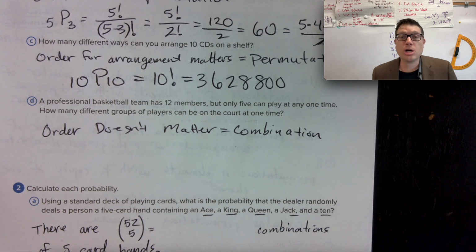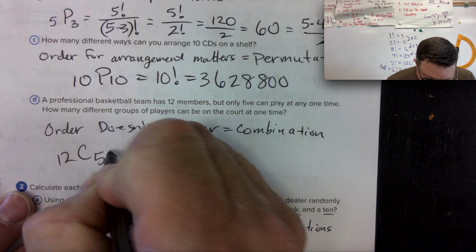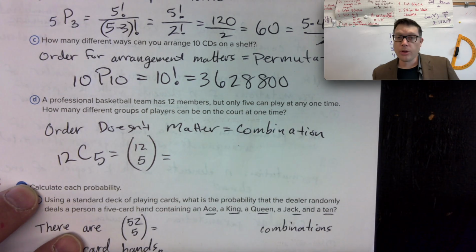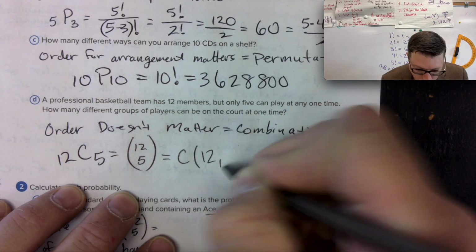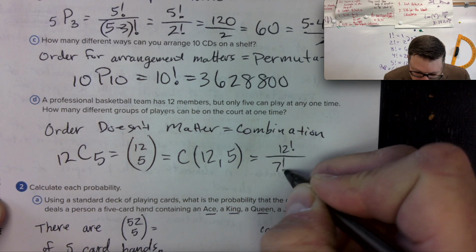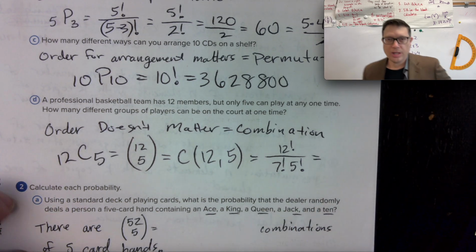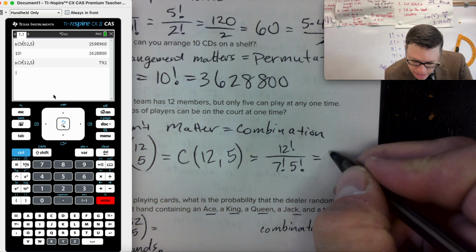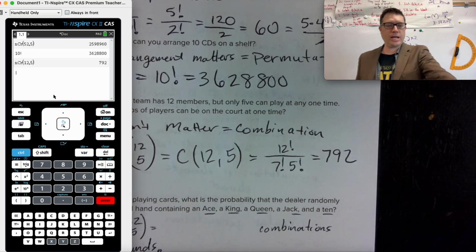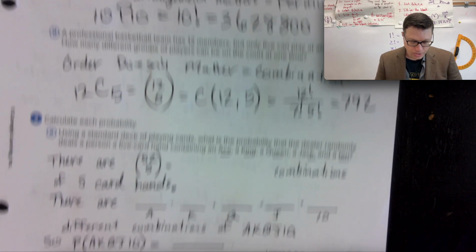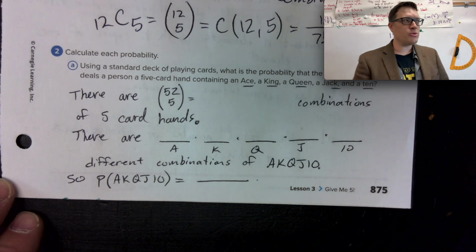So if order doesn't matter and it's a combination, 12 choose 5. Or another way to write it is the combination of 12 creating groups of 5. The formula is 12 factorial over 7 factorial times 5 factorial. Calculator does the rest. So nCr 12, 5. There are 792 separate combinations of players on the court, 5 on the court from a team of 12.